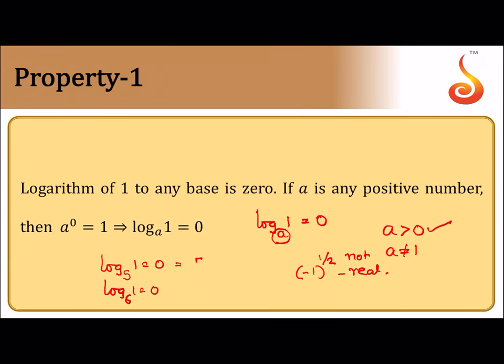So whatever base might be, log base 5 of 1 is 0, log base 6 of 1 is 0. Why? 5 to the power 0 is 1, 6 to the power 0 is 1. So whatever may be the base, log base a of 1 equal to 0. Why? a to the power 0 equal to 1. What is the condition for a? a must be greater than 0, a is not equal to 1.